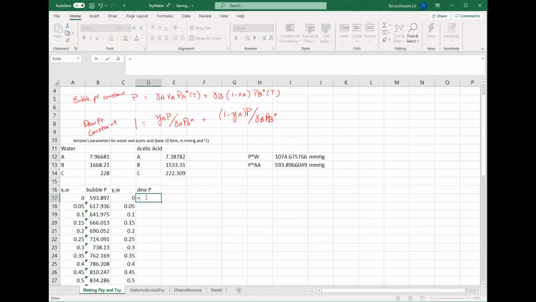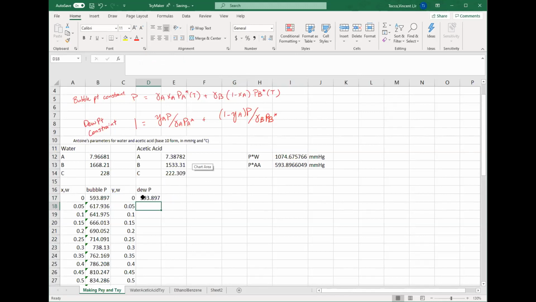So my dew point equation is going to be 1 divided by a big denominator. So I'm going to have y A divided by vapor pressure of A, and that gets $ signed, plus, I only need one parenthesis there, plus 1 minus y water divided by vapor pressure of acetic acid, double $ sign. All right, make sure that my parentheses are good. Excel also does a cool thing where it color codes your parentheses for you so you can check ahead of time whether or not they're all closed. So for example, these parentheses are red and these on the outside are black. So everything's closed up. That should give me a good answer.